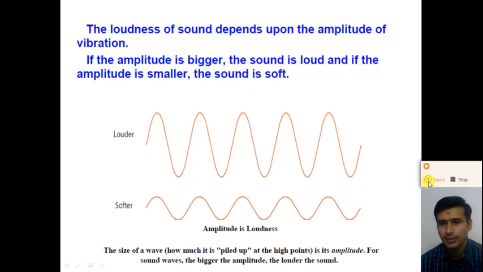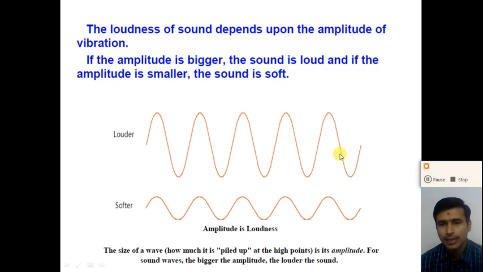So dear student, understand these characteristics of the sound wave. First one is the frequency of the sound wave, second one is the time period of the sound wave, third one is the amplitude of the sound wave, and fourth one is the pitch and loudness of the sound wave.